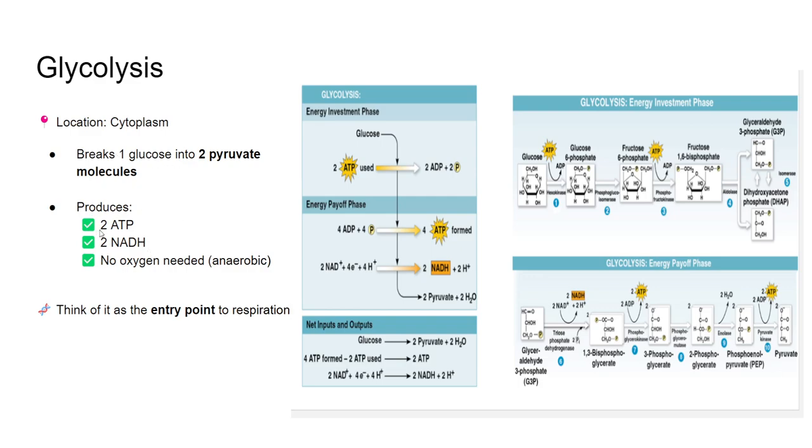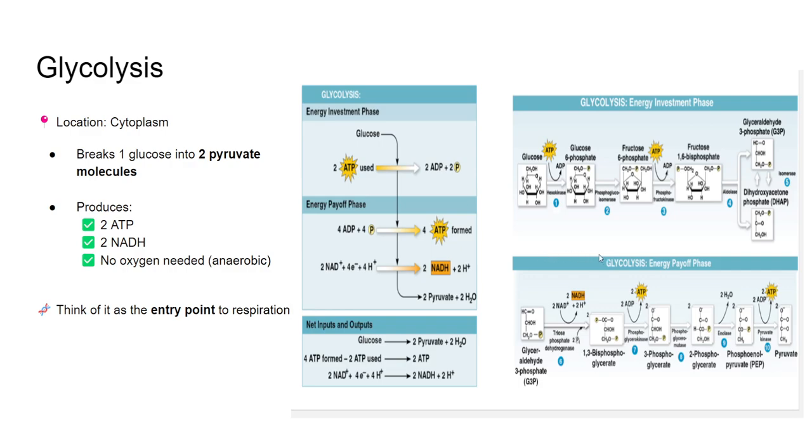And it produces 2 ATP, it produces 2 NADH. There's no oxygen needed. This is an important fact. Glycolysis is anaerobic. It doesn't require any oxygen. And think of it as the entry point to respiration. So this is the first step in cellular respiration. In order for any other step to work, glycolysis needs to happen. So I like breaking down glycolysis into two phases. We have the energy investment phase, and then we have the energy payoff phase.